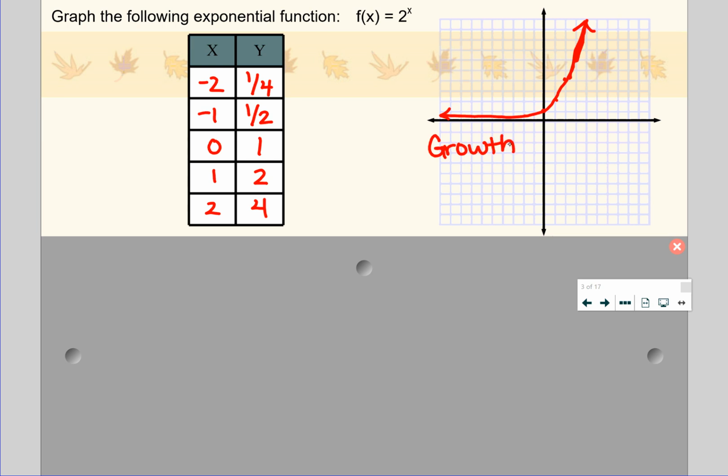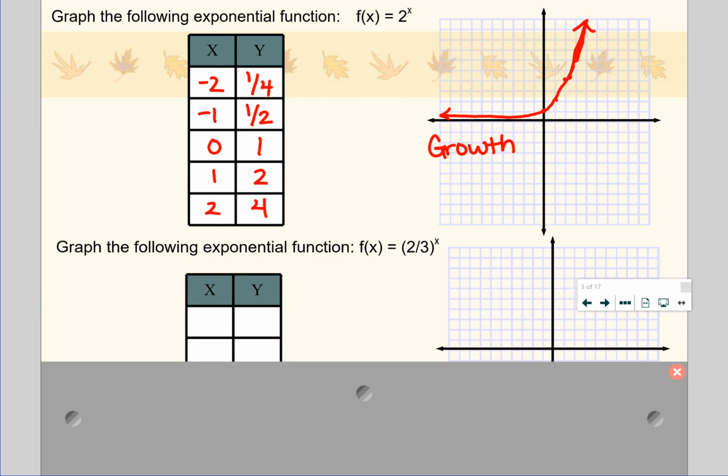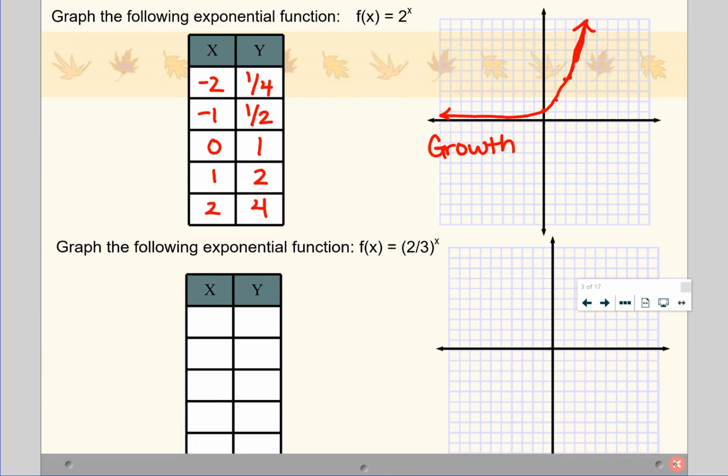It's very important that you do not cross the x-axis. Remember, that was one of our properties of exponential functions when we talked about the parent functions, is that the x-axis was our asymptote, the line that our graph gets close to but doesn't touch. Okay, let's look at the next one.